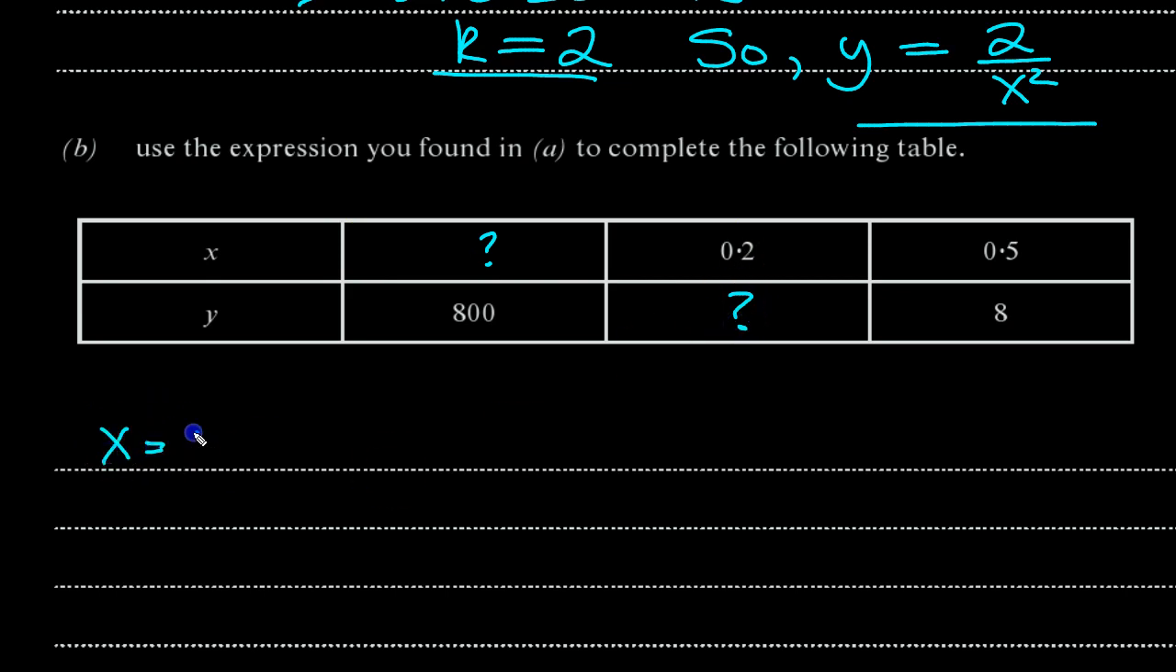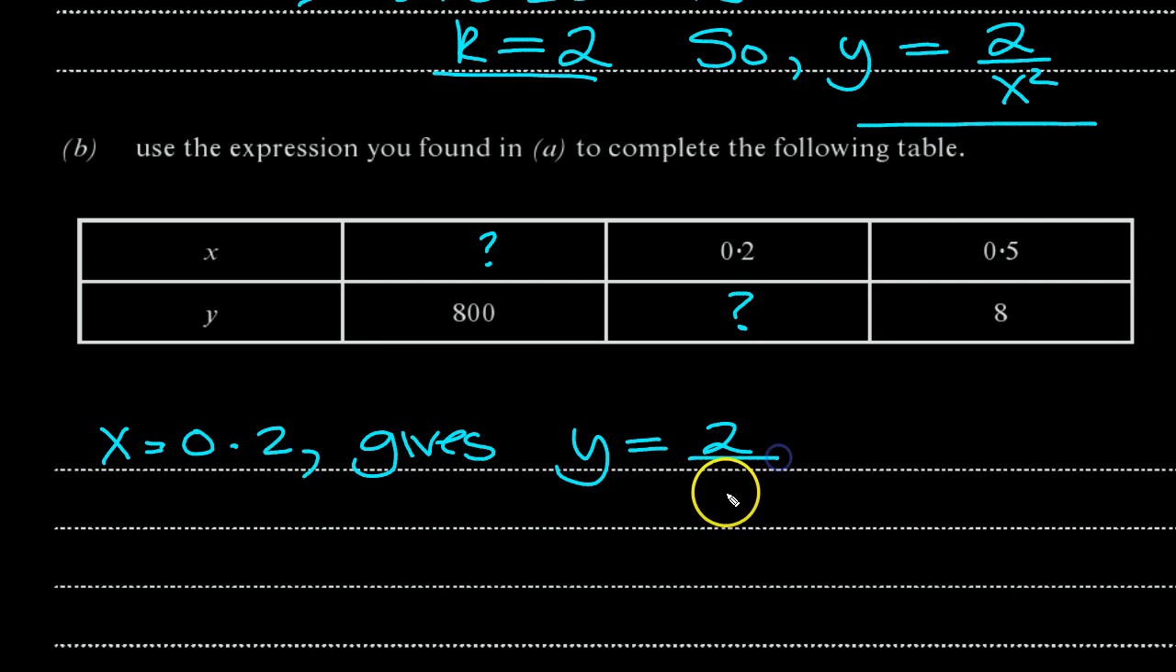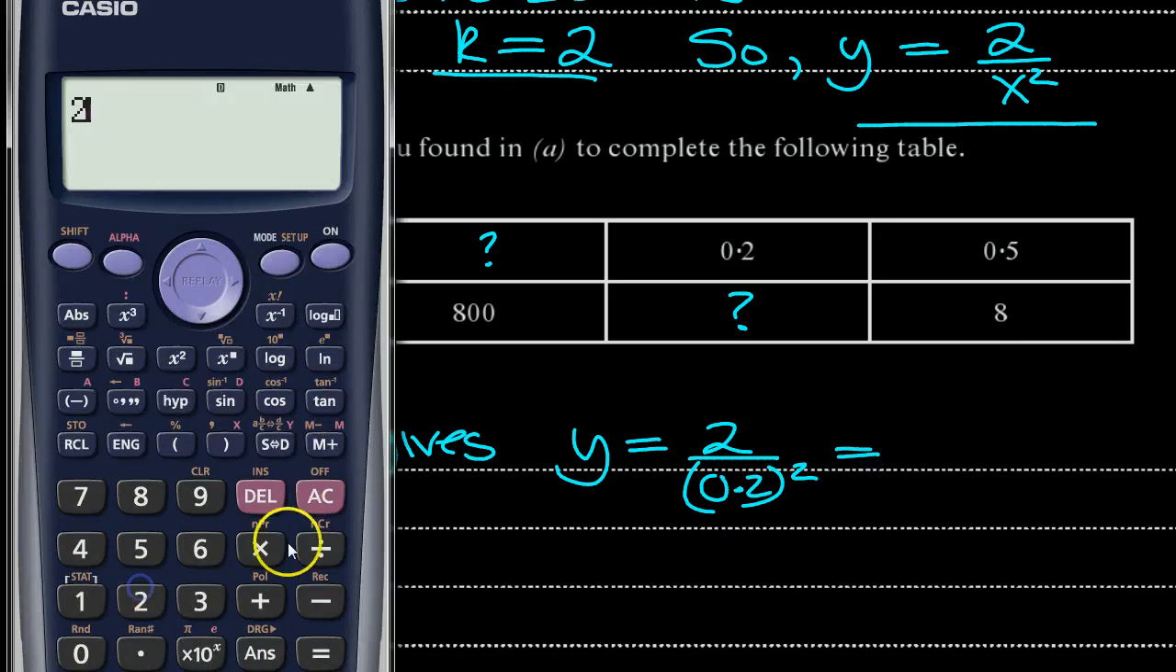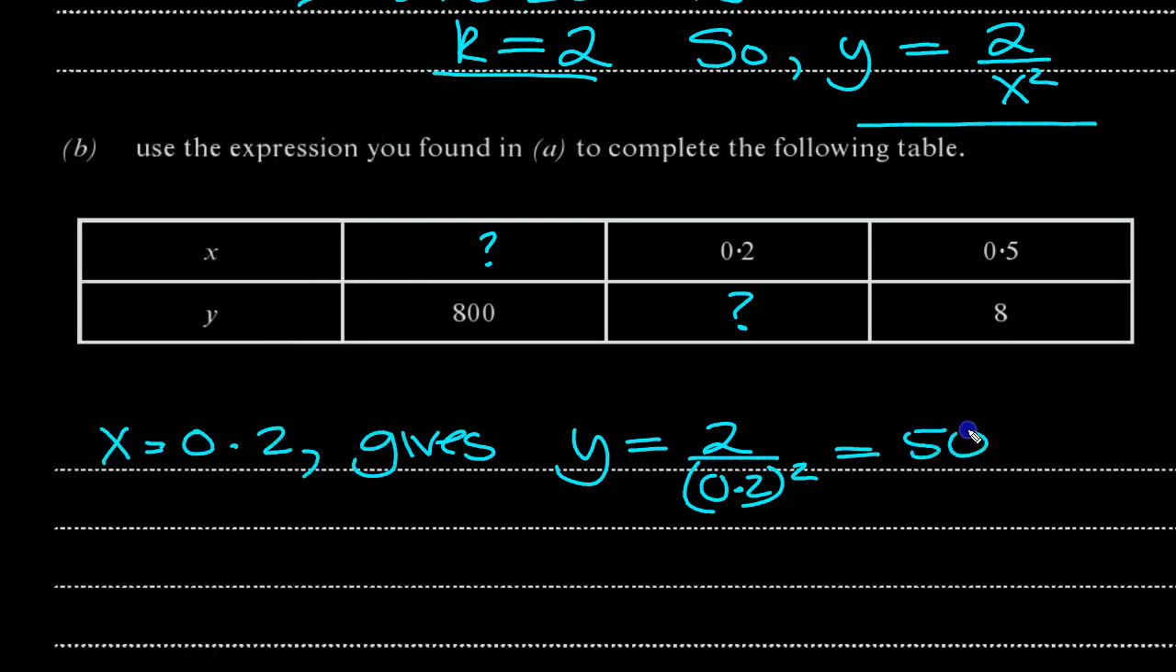So x equals 0.2 gives y is equal to 2 over x squared, isn't it? And x is the value 0.2, so put that in, 0.2 squared. So let's tap that in the calculator then. 2 divided by 0.2 squared, 50, so y equals 50, so we can put that in our chart then, here, and the value is 50.